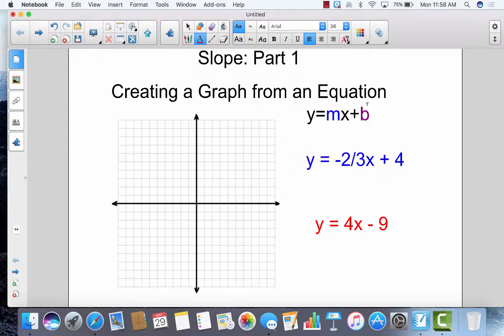So we talked about how when you see the letter B, that always tells you where to begin. So if I was to graph this first equation, I would begin with my y-intercept of positive 4. So I'm going to find positive 4 on my y-axis, and I drop a point there.